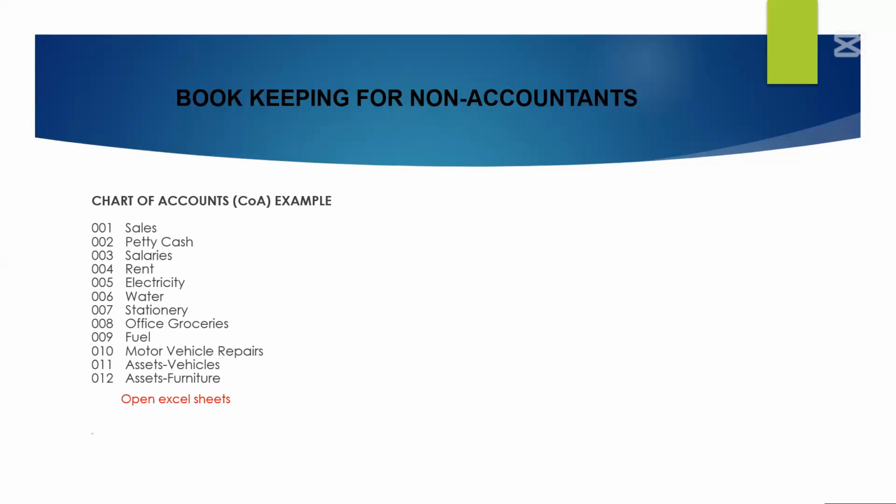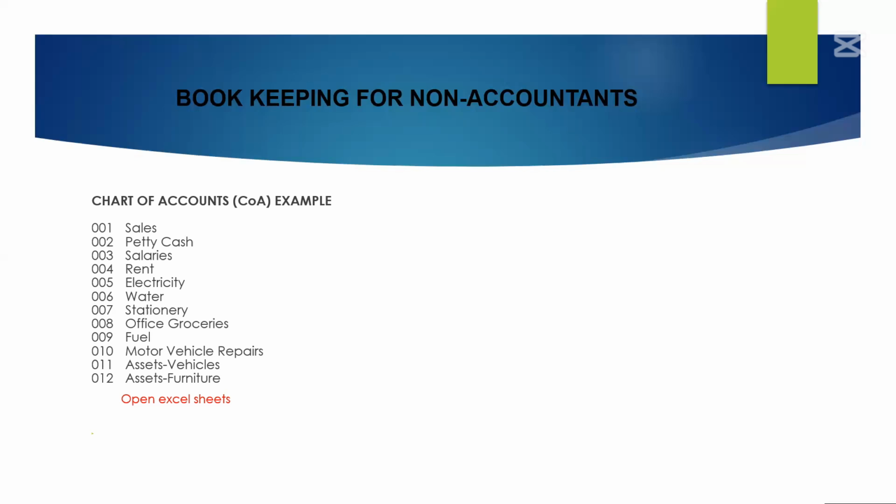withdrawal in account 002. Salaries of the business will be recorded in 003, rentals in 004, electricity, not only the electricity bill, but even repairs to your electricity system will be recorded in 005. Same as water, all maintenance of water and water bills will be recorded in 006, and this does not include drinking water.